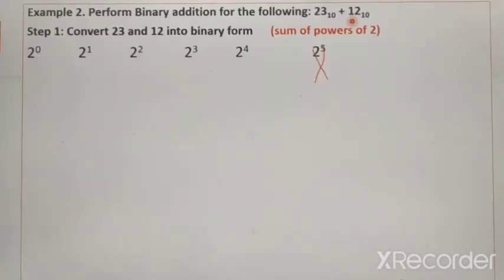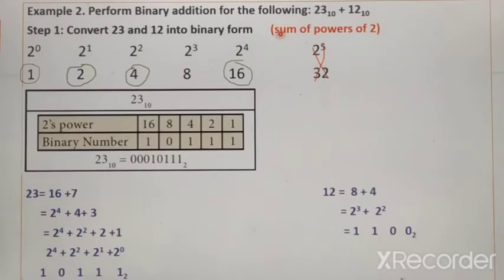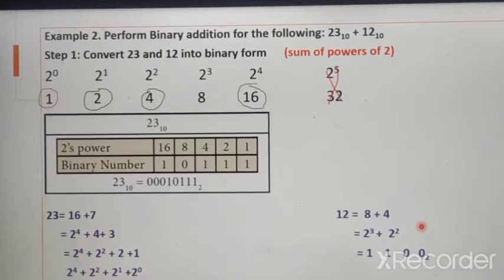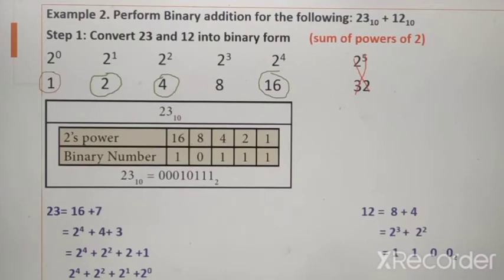Next we can see another example. Example 2. Perform binary addition for the following: 23 to the base 10 plus 12 to the base 10. Here two decimal numbers are given. So first we have to convert these decimal numbers into their equivalent binary numbers. Here we have two methods to convert a decimal number into its equivalent binary number. First one is repeated division by 2 and second one is sum of powers of 2. Already I have explained these two methods in the previous videos. That link is also given in the description box. If you have any doubt you can follow that link. You can use any method for this conversion.